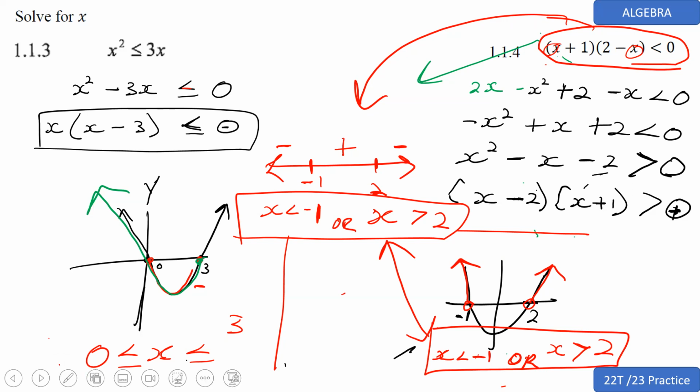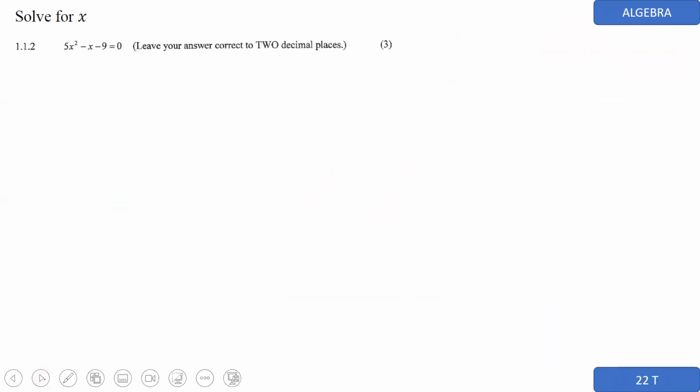Okay, so that's your inequality questions. So practice them. It's worth about 3 to 4 marks. Okay, this one I'm not going to do. It says solve for x, and we're going to use the quadratic formula there.